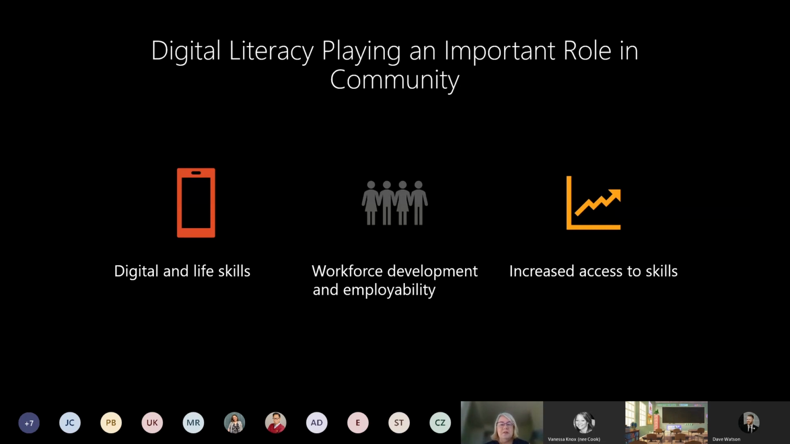And these are not just skills in technologies or how to code, but life skills. How can I navigate the world? How can I apply for unemployment? How can I apply for any of these kinds of things? As well as just digital skills, and digital skills does not have to mean coding, right?